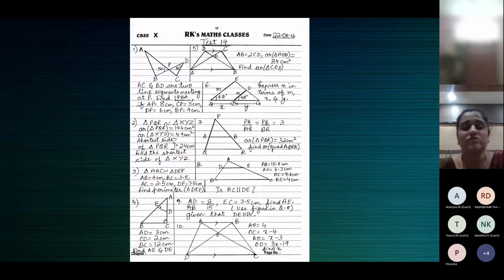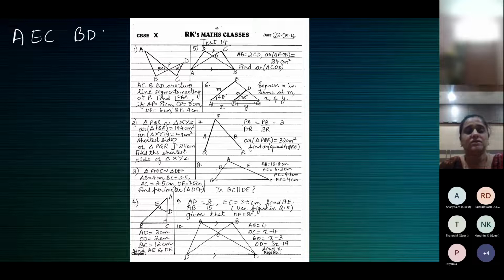So again here we'll have to show that the two triangles are similar and then write the ratio of the corresponding sides, substitute and get the result. Very good. So how do you show that? Which are the two triangles here? AEC and BDC. Yes, correct.